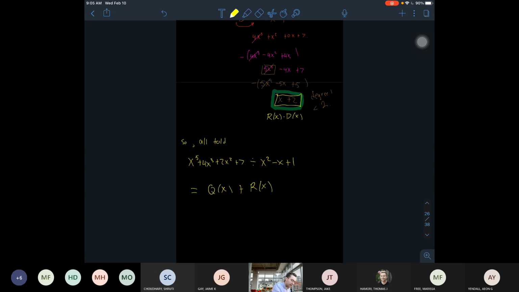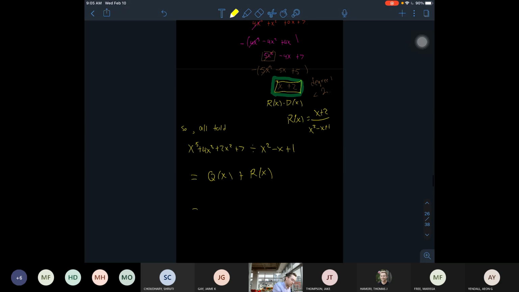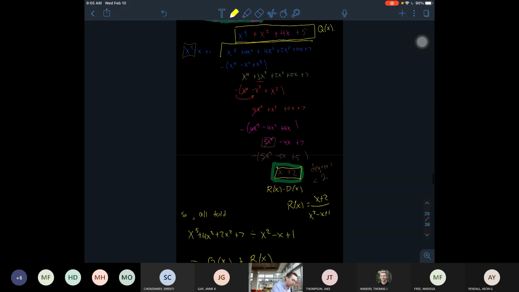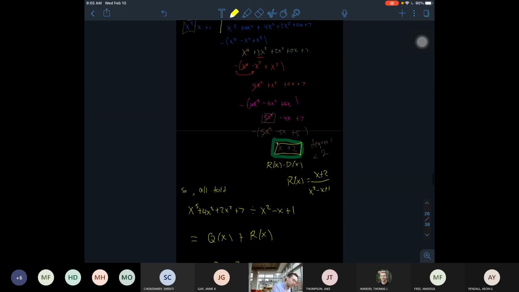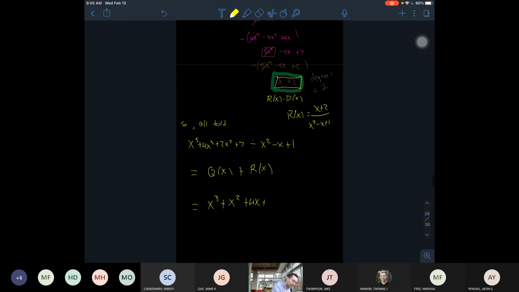And I know that since r of x times d of x is equal to x plus 2, then r of x is going to be equal to x plus 2 divided by our divisor, x squared minus x plus 1. So this is going to be equal to our quotient, which was x cubed plus x squared plus 4x plus 5. And then I'm going to add to this our remainder term, which is going to be that x plus 2 divided by x squared minus x plus 1.